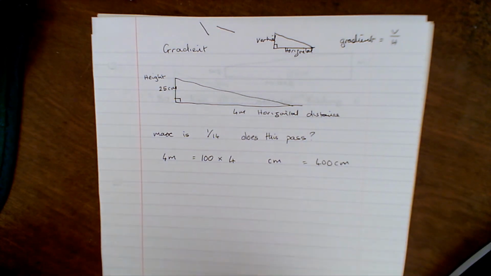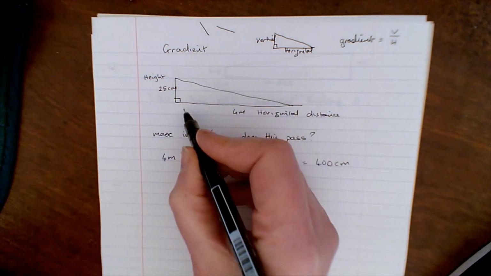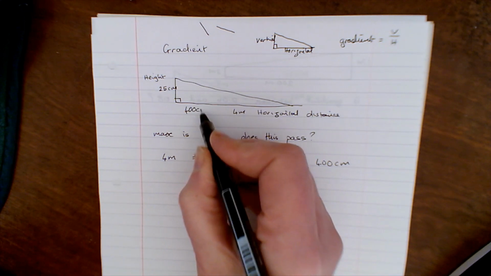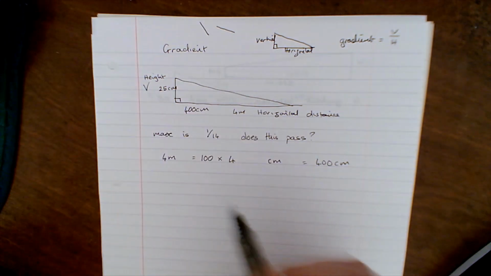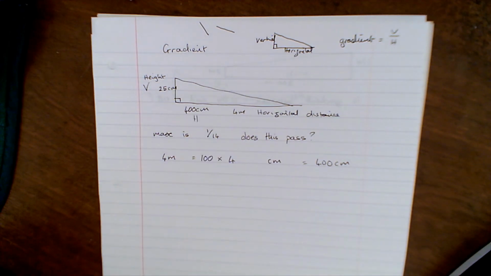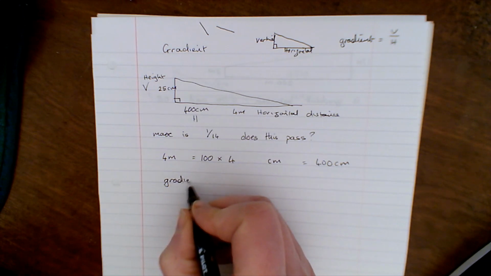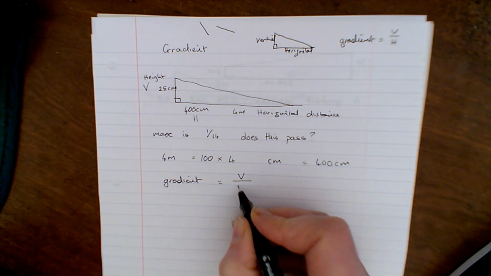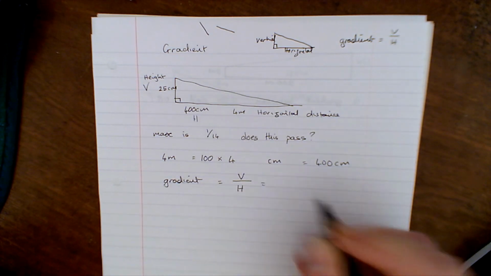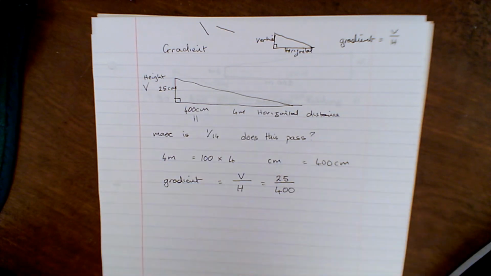So there we go. We've got our ramp now. It's 25 centimetres up and 400 centimetres along. So the vertical is 25 centimetres, the horizontal is 400 centimetres. So the gradient equals the change in vertical over the change in horizontal equals 25 over 400.